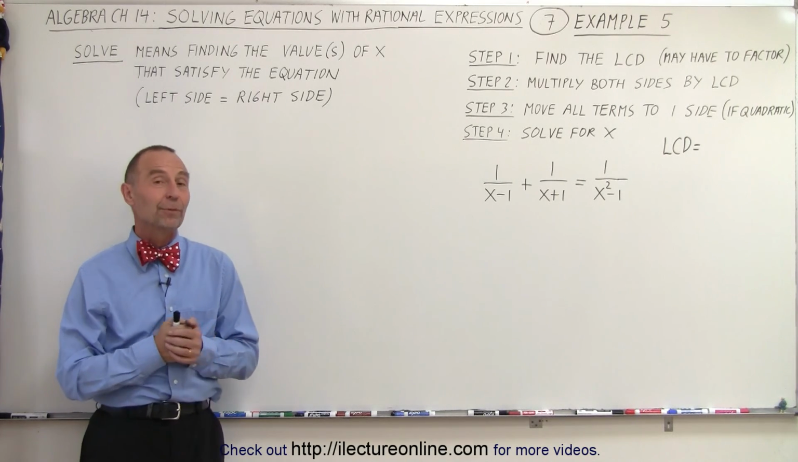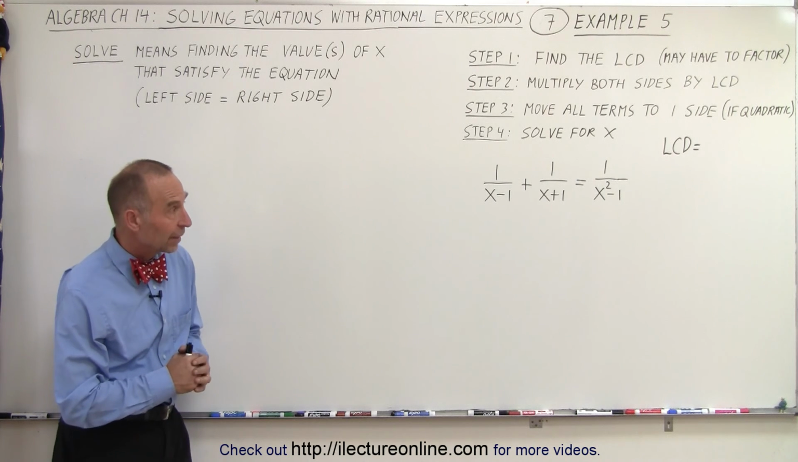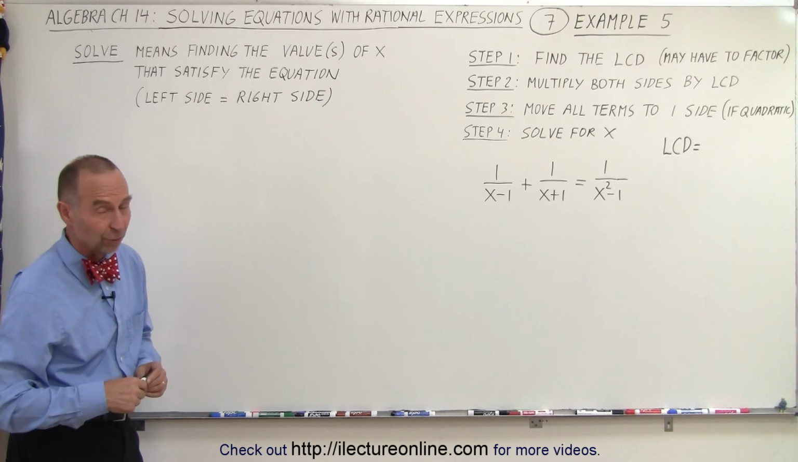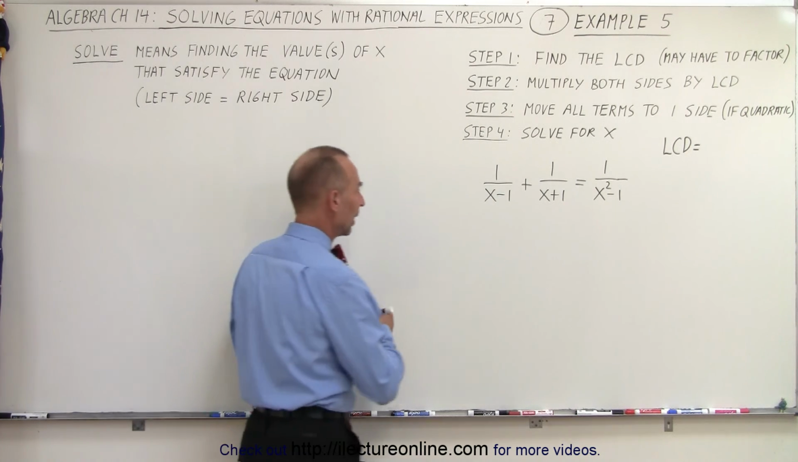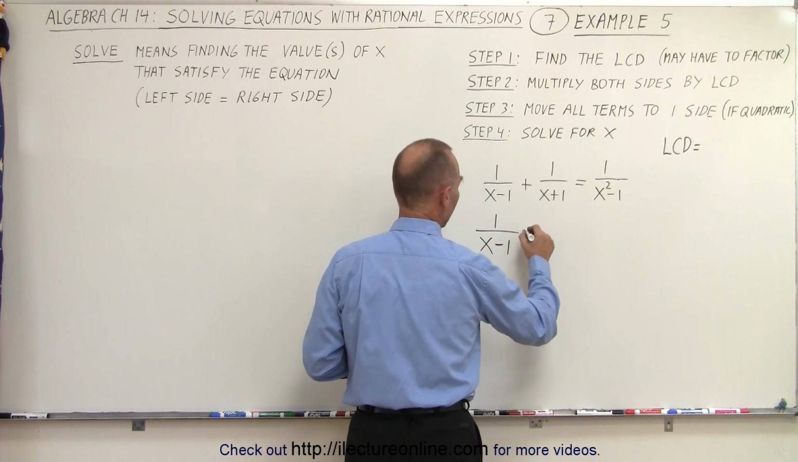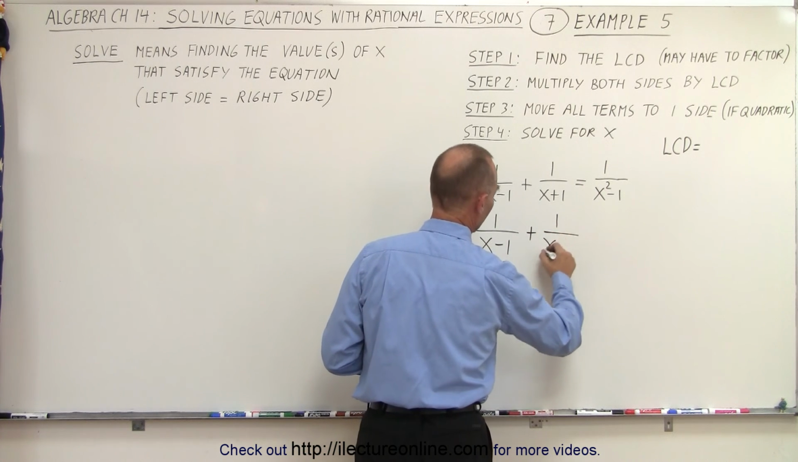On this example, before we can find the lowest common denominator, we're going to have to factor the denominator on the right side of the equation. So let's go ahead and do that. So that then will make the equation look like this. On the right side, nothing changes.